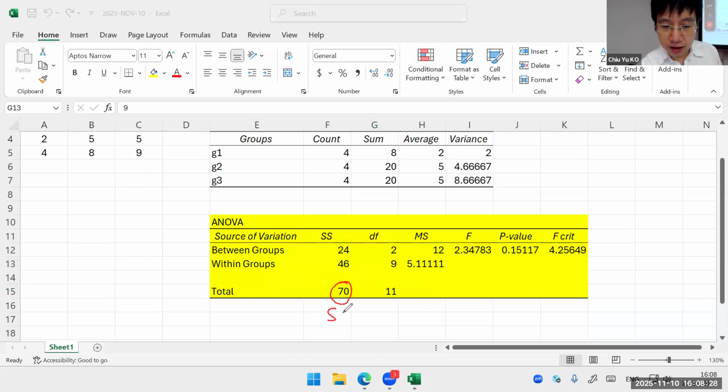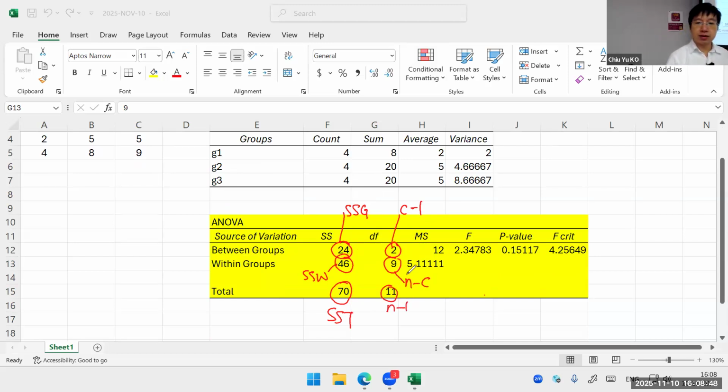This is SST, and this is SSG, and this is SSW, and this is C minus 1. And this is N minus C, and this is N minus 1, where N is 12 and C is 3. N is 12 because of this. You have 3 groups here, so that's why C is 3.